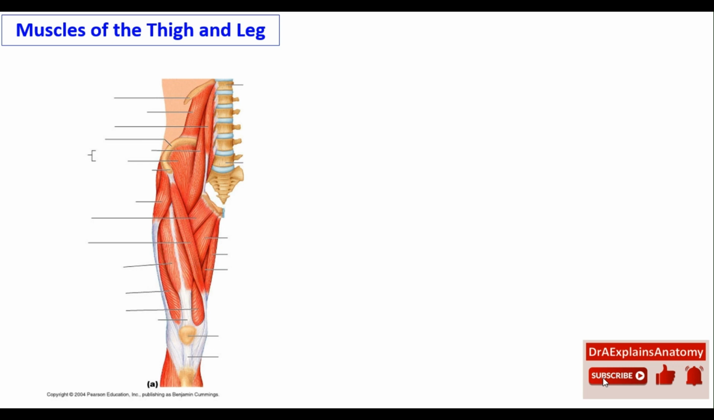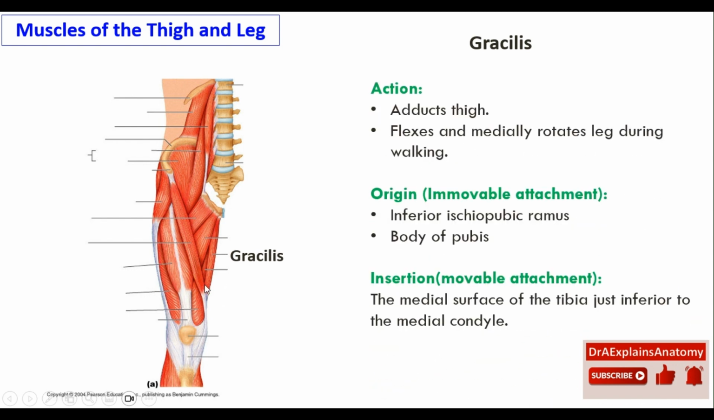In this video, we will go over the origin, insertion, and action of some of the thigh and the leg muscles. Starting with the gracilis muscle, we can see it right here. The action: it adducts the thigh, flexes and medially rotates the leg during walking. Right here, this is part of the leg, and this right here is the thigh. Adducts, meaning when you add the lower extremity toward the midline of the body, this is adduction.